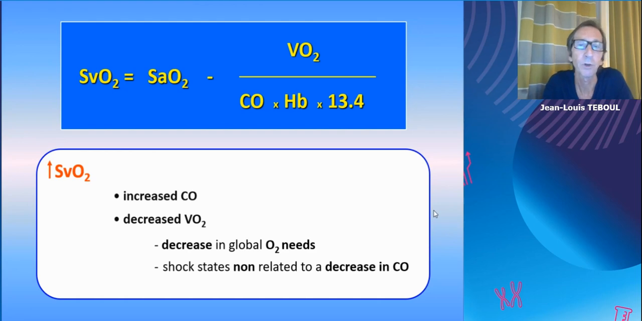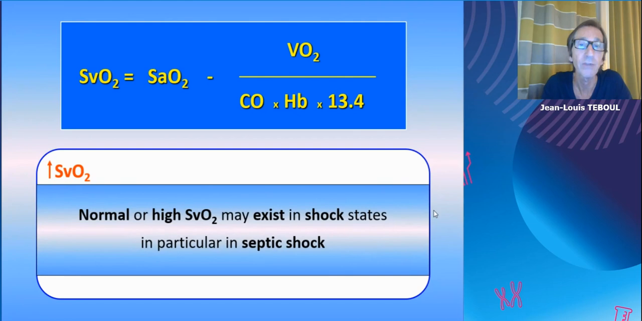this can occur in shock states not related to a decrease in cardiac output. For example, hyperdynamic shock states, for example, hyperdynamic septic shock, and normal or high SvO2 may exist in this kind of shock state.